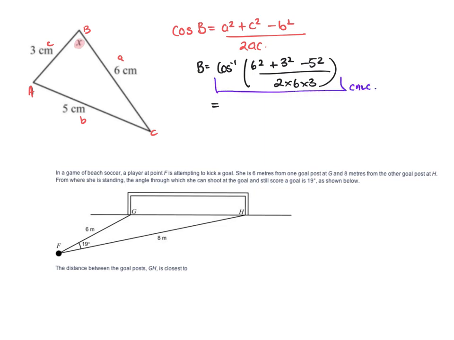So if we do that, we get B equal to 56 degrees. And that looks good in the diagram. It looks like it's under 90, so I'm pretty happy with that.